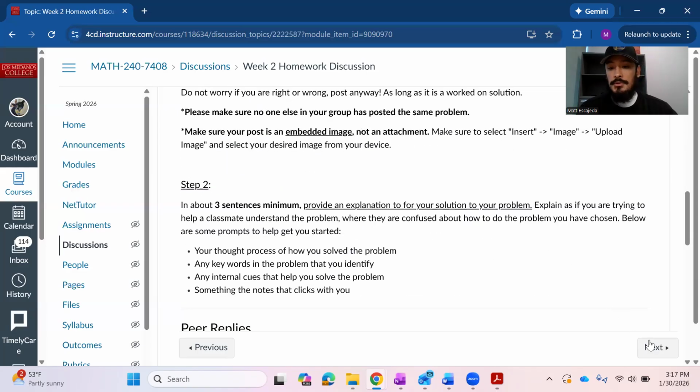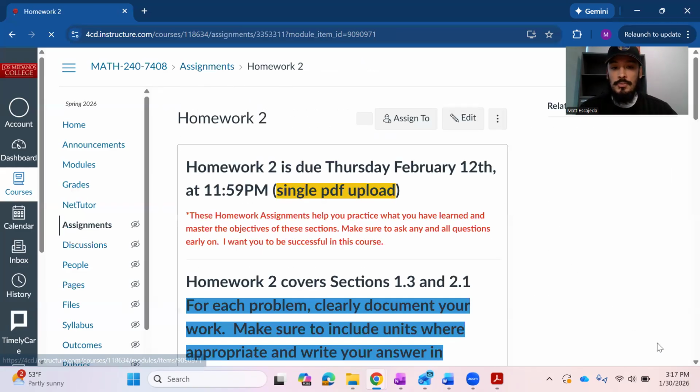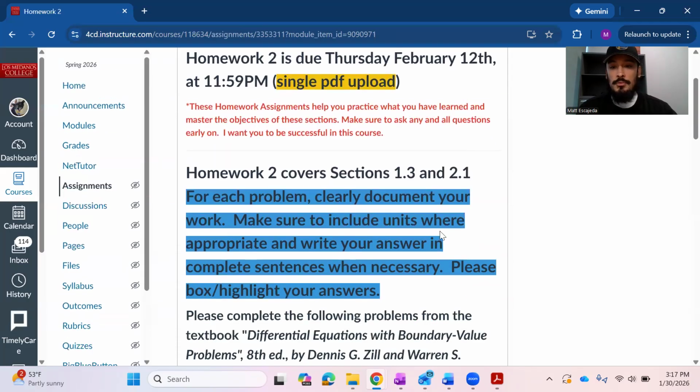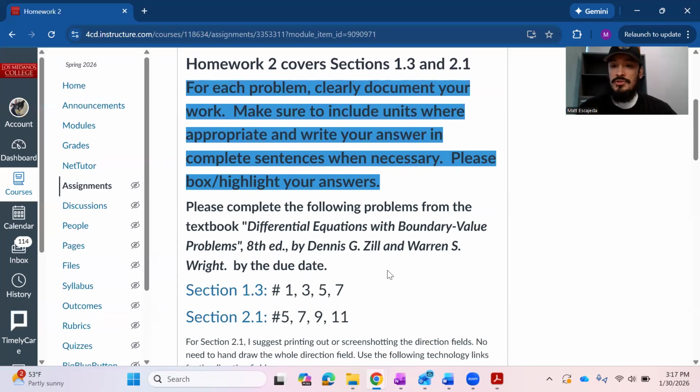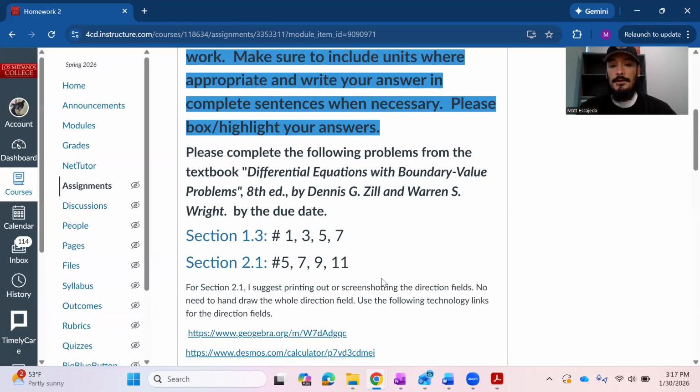Then we're going to move on to our homework 2. Homework 2 just covers 1.3 and 2.1. These are out of the textbook. And remember, these are odd number problems, so you can always check your solution in the back of the book. For 1.3, we have four questions. For 2.1, we have five questions.